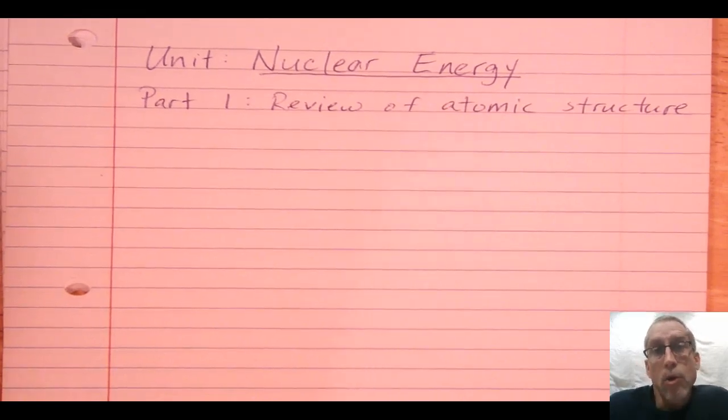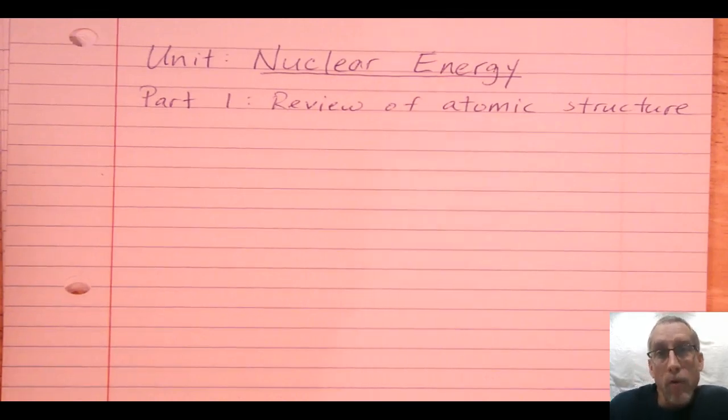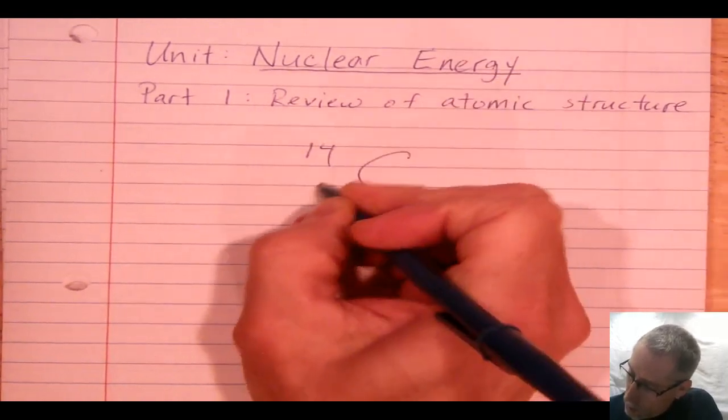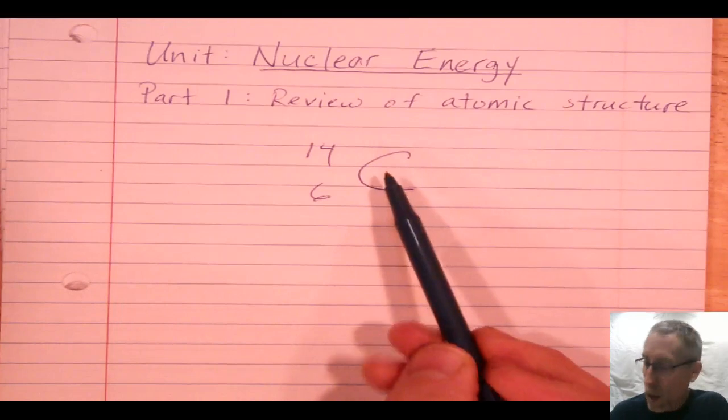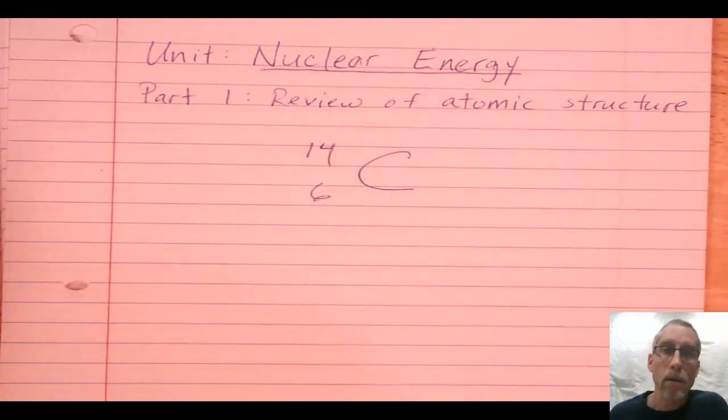Now, the difference with nuclear chemistry is we're not really concerned with the electrons. The electrons were mostly what we were concerned with when we talked about chemical reactions. But for nuclear energy, we're interested in what's going on inside the nucleus. And so we write things a little bit differently. You'll see, for example, some symbols that look like this. You'll have a letter or two, and then a couple of numbers. I have a 14 in the upper left and a 6 in the lower left.